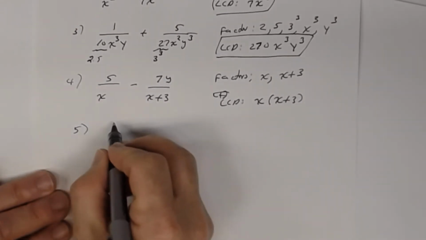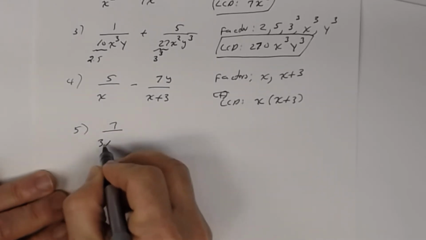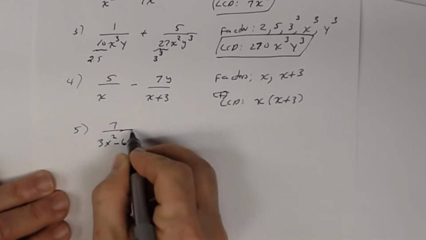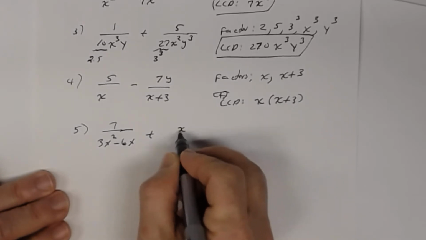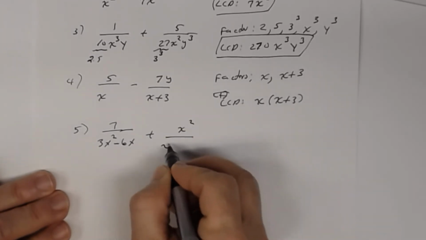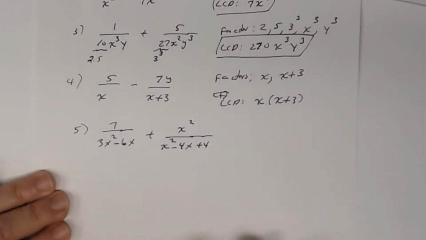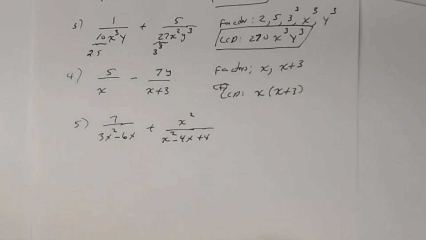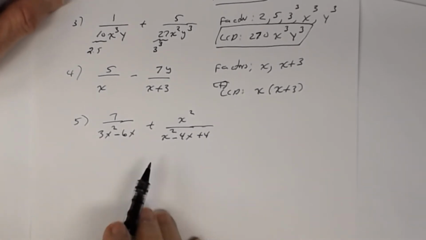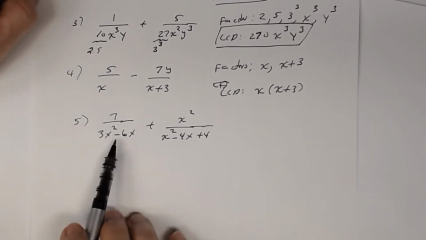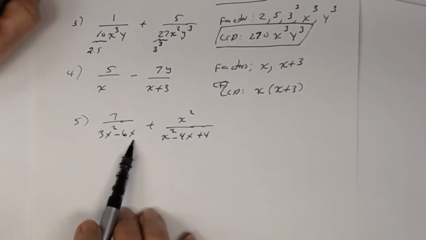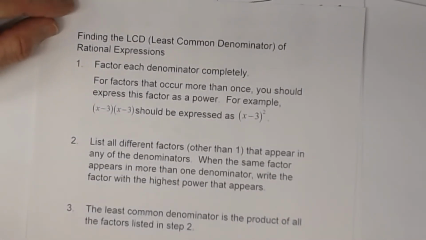All right, number 5. We have 7 divided by 3x squared minus 6x plus x squared divided by x squared minus 4x plus 4. Okay? All right, so let's go ahead. Now, notice in this case I have a binomial and a trinomial, and remember the first step says I've got to factor each denominator.